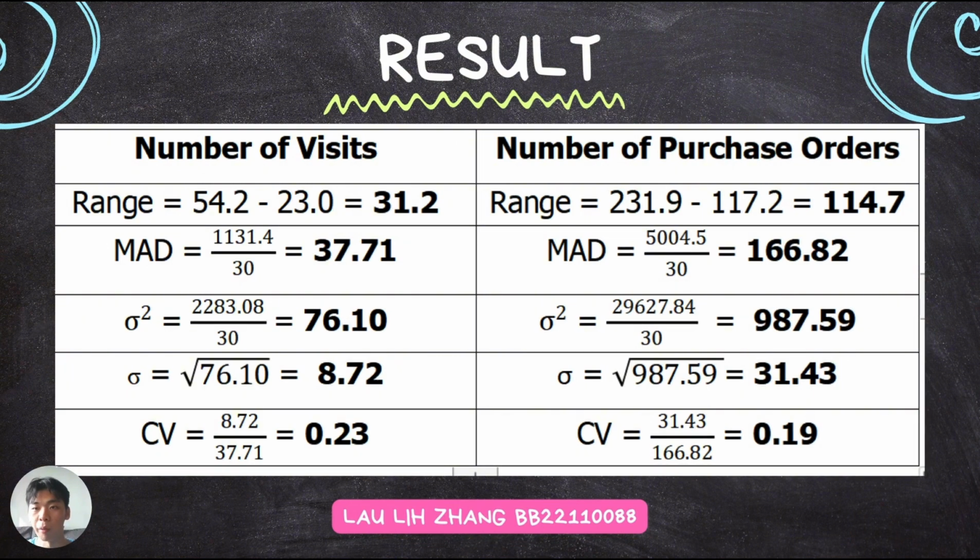Variance is the total of X minus mean squared divided by N, where number of visits is 76.10 and number of purchase orders is 987.59. And standard deviation is the square root of variance, where the number of visits is 8.72 and number of purchase orders is 31.43. And the last one, coefficient of variation, is standard deviation divided by mean, where number of visits is 0.23 and number of purchase orders is 0.19.